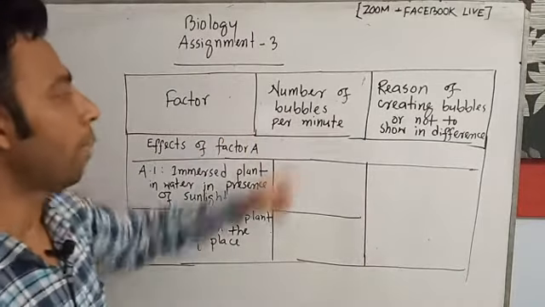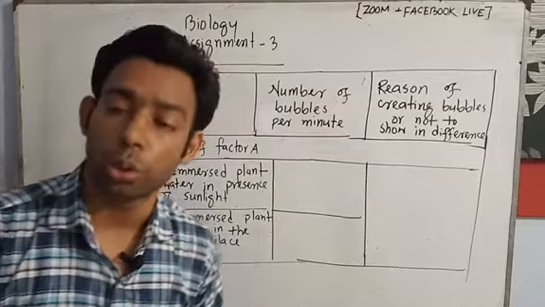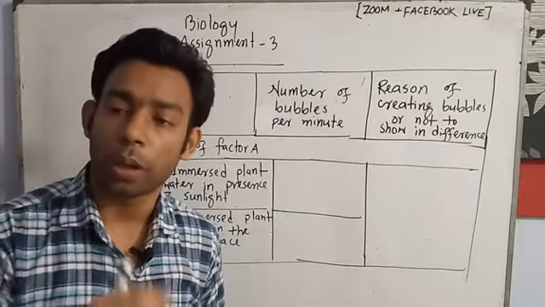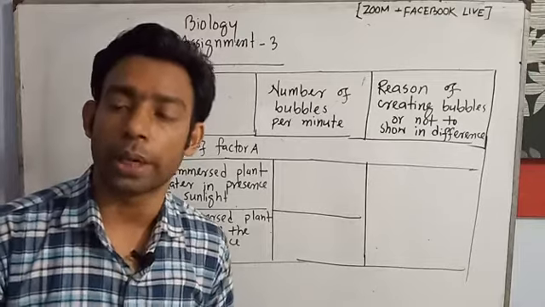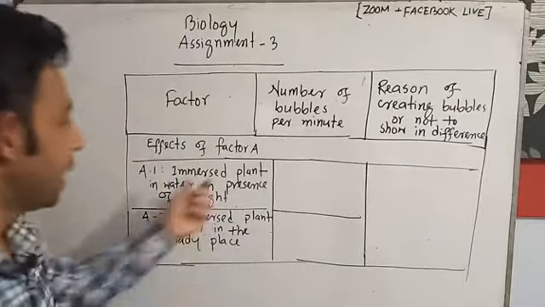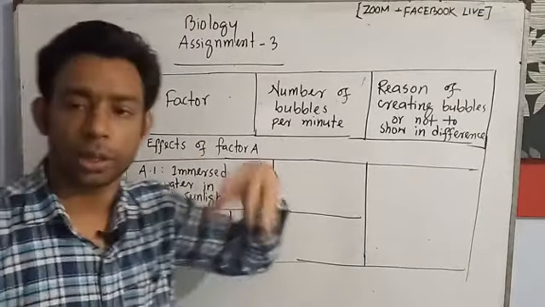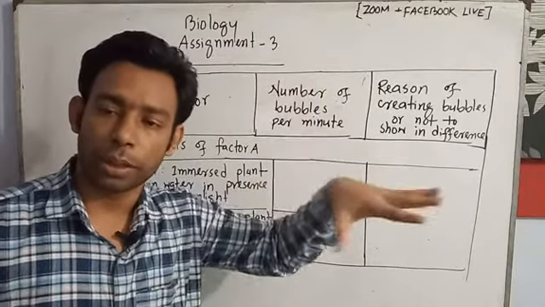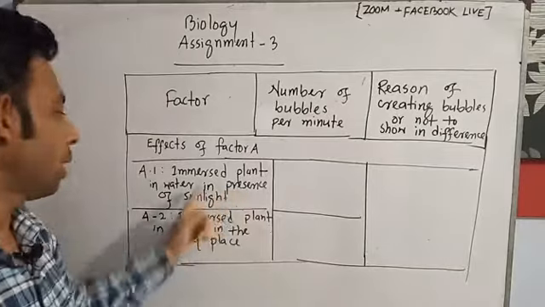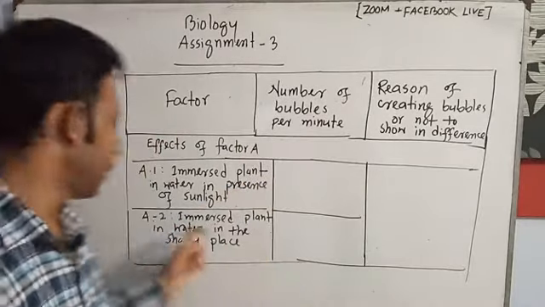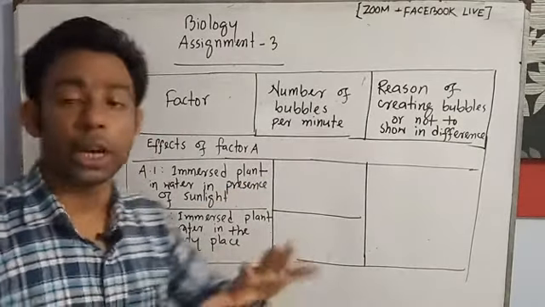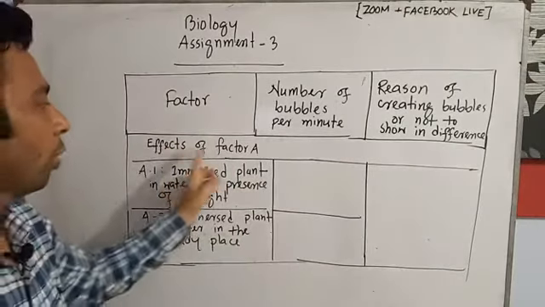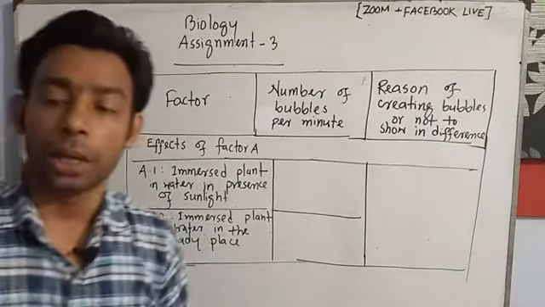So what will we go through? Counting the number of bubbles per minute. That means we need to go through the experiment, in which way, with the help of the book, or what way we will go through that experiment. We already take a plant, an immersed plant in the water. That means in the water we make sure the plant is immersed under the water in presence of sunlight. We keep it in the sunlight. Immersed plant in water in the shady place. We take the 2 plants. The first 2 experiments are going through, and we will find out the factor A, effect of factor A.